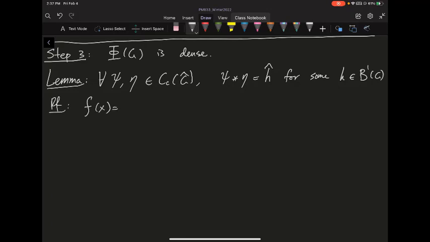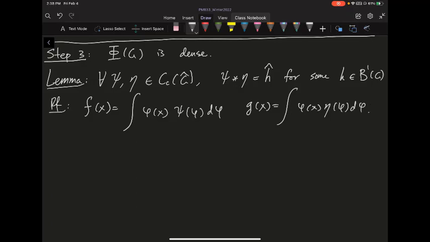So I define f of x to be the integral, plugging in the formula for the inverse Fourier transform, of phi(x) psi of phi d phi, and then I let g be the inverse Fourier transform for eta, so phi(x) eta of phi d phi. All right, so then I get two functions on G.